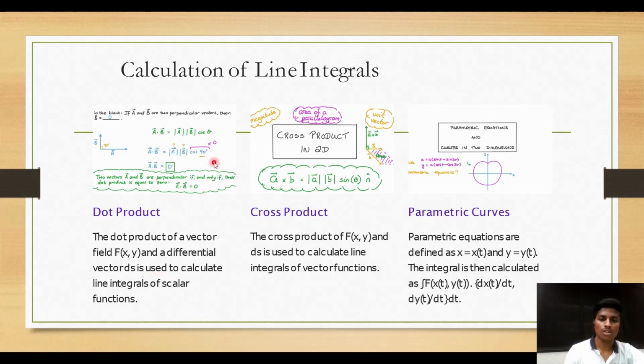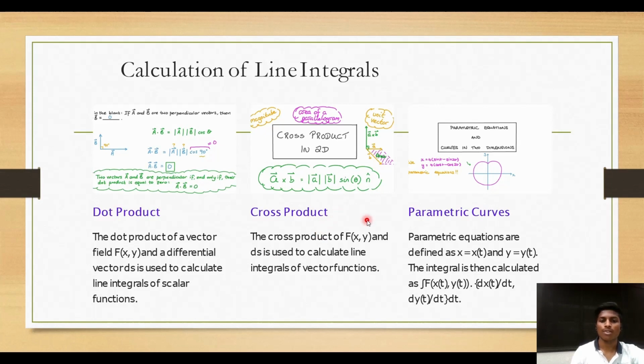So the dot product is basically used to find the scalar functions of a line integral. Here we have an example of vectors: a dot b equals magnitude of a vector times magnitude of b vector times cos theta, which is the main formula. If a dot b equals 0, the two vectors are perpendicular to each other, if and only if their dot product is equal to 0.